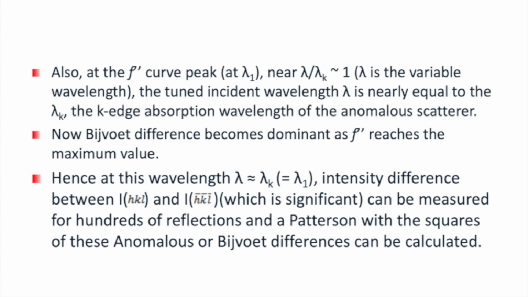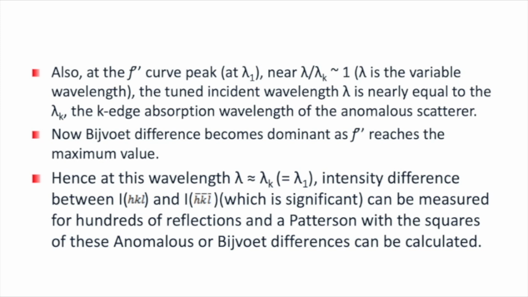As the incident wavelength is tuned or varied, the real part correction f prime in the atomic scattering factor varies significantly, and between two wavelengths in the spectrum lying at the left and near the absorption edge, the intensity of the Bragg reflection will be different. With the squares of this difference as coefficients for hundreds of Bragg reflections, a Patterson can be calculated to find the heavy atom positions like sulfur, phosphorus, selenium, gold, and platinum. This is known as dispersive difference Patterson.